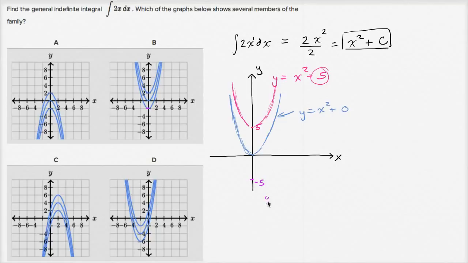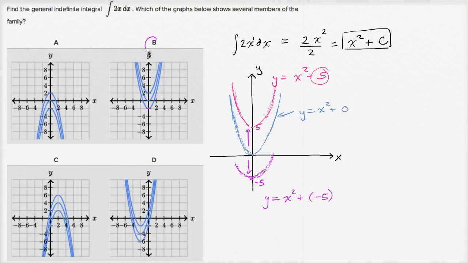So if we wanted to do y is equal to x squared plus negative 5, which is really x squared minus 5, then the graph would look like this. It would shift x squared down by 5. So this one is shifted up by 5. This one is shifted down by 5. So you would shift by the constant. If it's a positive constant, you're going up. If it's a negative constant, you are going down.